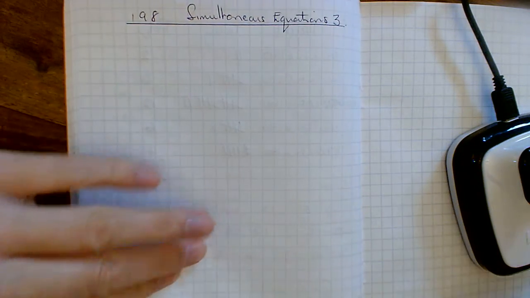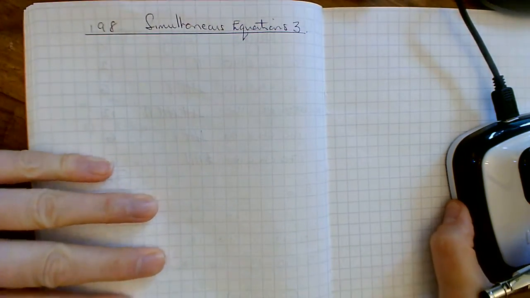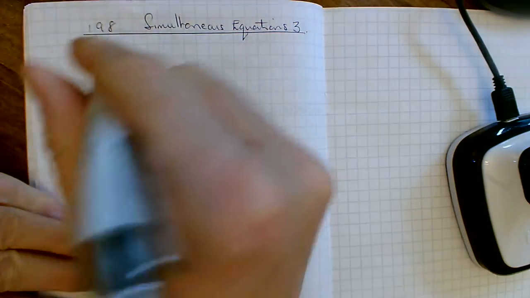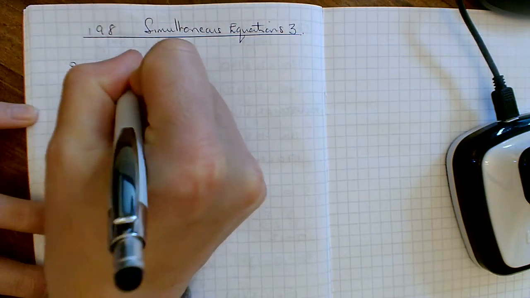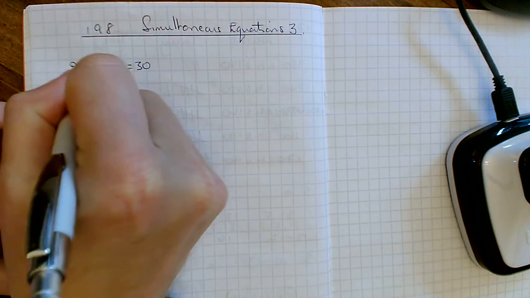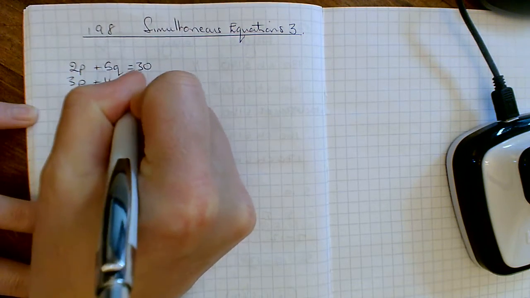Hi, here we go for a walkthrough of task 198 Simultaneous Equations 3. If I start to work this one, because it's going to be quite a long video: 2p plus 5q equals 30 and 3p plus 4q equals 31.